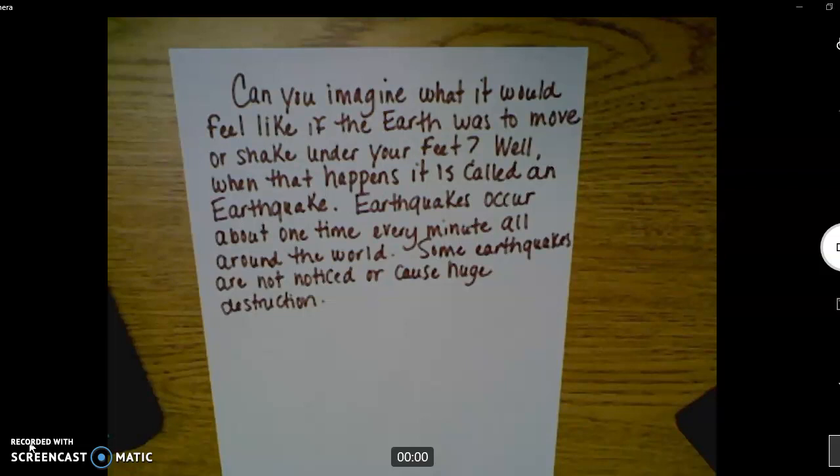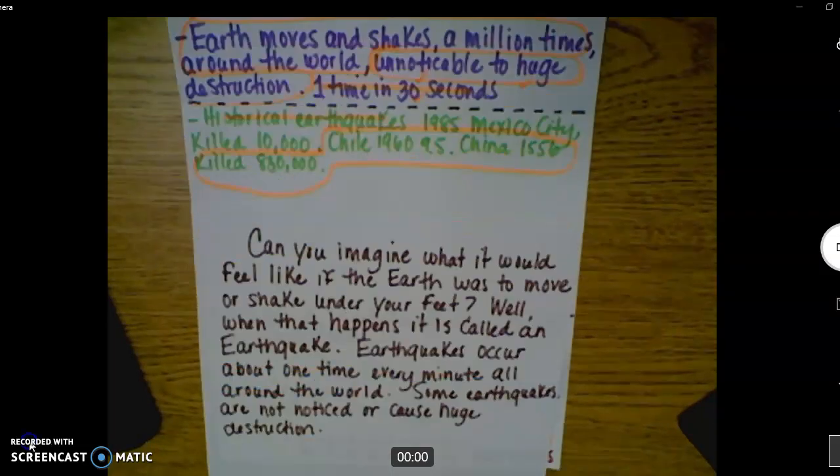Can you imagine what it would feel like if the Earth was to move or shake under your feet? Well, when that happens, it's called an earthquake. Earthquakes occur about one time every minute all around the world. Some earthquakes are not noticed or cause huge destruction. I want to check my graphic organizer to make sure my paragraph has all the ideas I plan to represent.